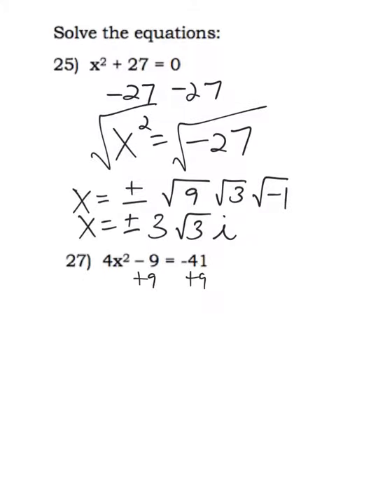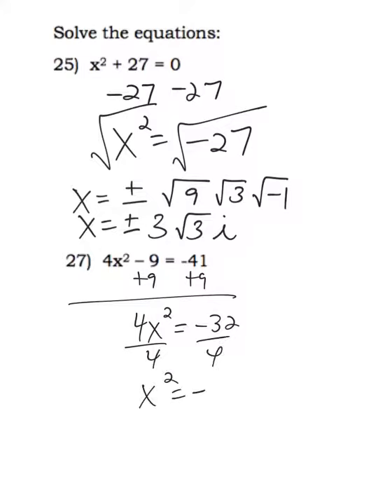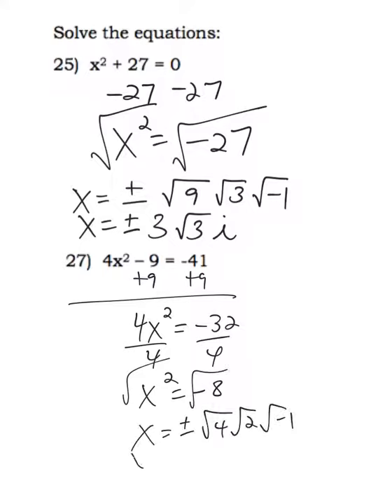Add 9 to both sides. I have 4x squared equals negative 32. Divide both sides by 4. x squared is equal to negative 8. Take the square root of both sides. Plus or minus. We have 2 radical 2i. 2 answers.